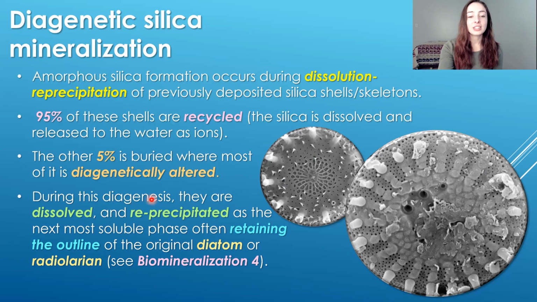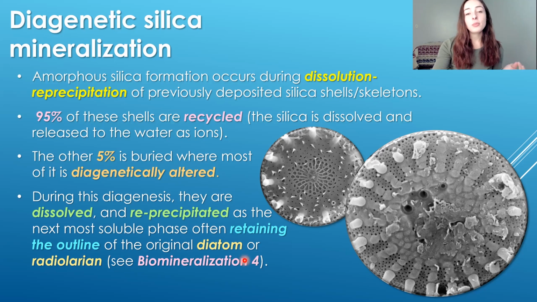During this diagenetic alteration, they're dissolved, but then reprecipitated as the next most soluble phase of silica. So if you don't know, silica can be a lot of different types of polymorphs or crystal structures. I talk about that in my mineral polymorphism video. If you want to check it out, I'll link it up here in the top right corner. But basically, as dissolution-reprecipitation occurs, they continually are reprecipitated as the next most soluble phase. Often this occurs multiple times until they're precipitated as quartz. However, if this doesn't occur too many times, the final mineral phase that does get preserved often retains the outline of the diatom or radiolarian that was dissolved and reprecipitated.